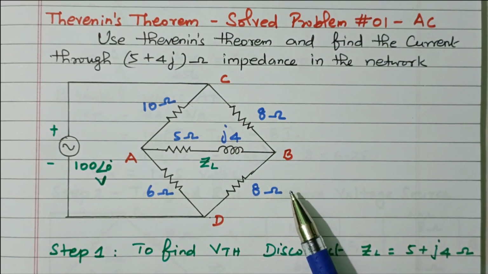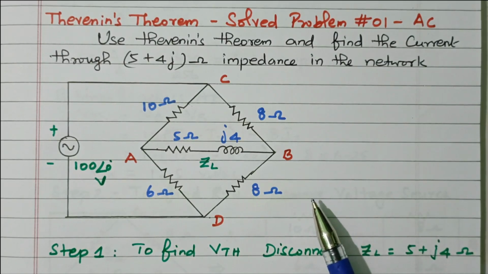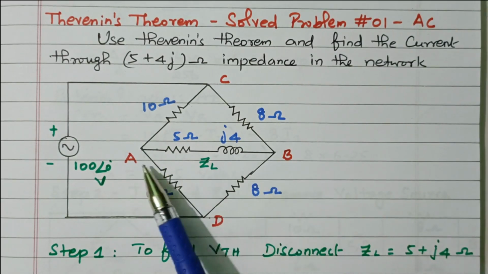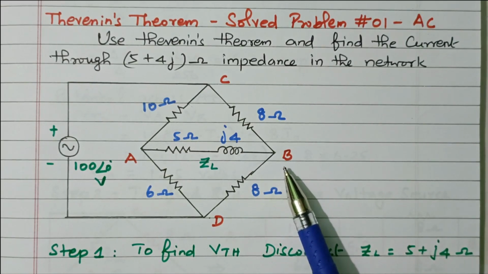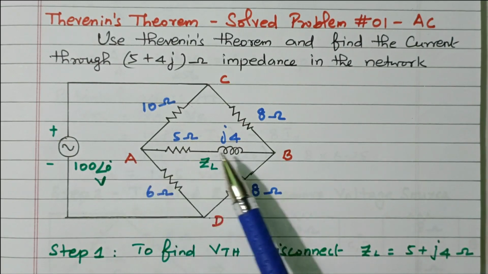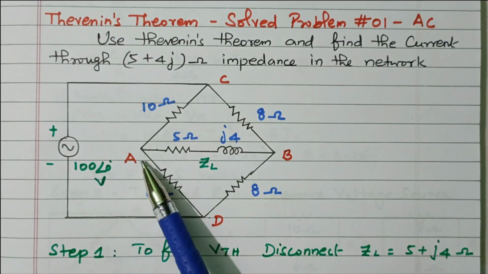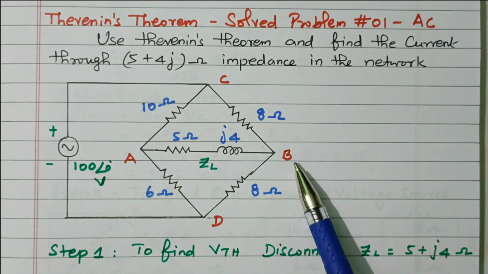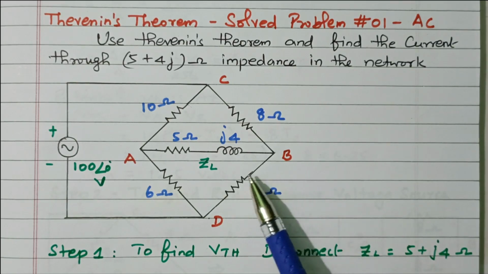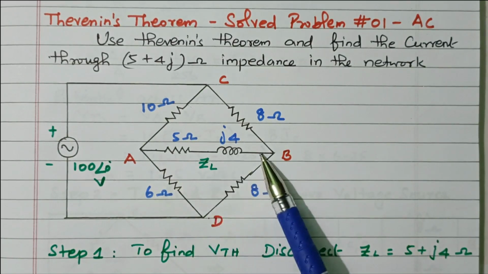So the Thevenin equivalent is nothing but V Thevenin connected in series with the Z Thevenin. V Thevenin is nothing but the open circuit voltage. The terminals A and B are open circuited and the voltage across AB is nothing but V Thevenin. Z Thevenin is nothing but the impedance available across AB by removing the sources. So V Thevenin is connected in series with the Z Thevenin. Thereafter, we can easily calculate the current flowing through the load impedance across AB.